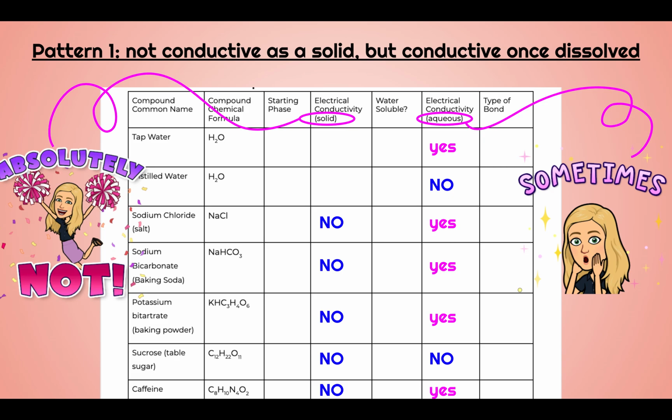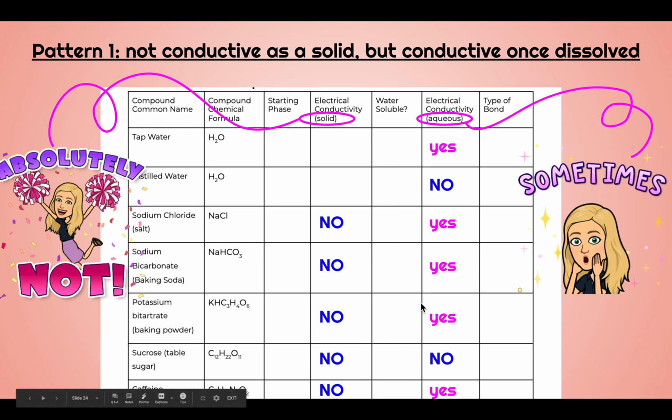solids were not conducting electricity, but sometimes once you dissolve them in water, they did conduct electricity. The only no's that we got, some aqueous, however you want to say it, this just means dissolved in water. So your starting phase, was it a solid, liquid, or gas? Did it conduct electricity as a solid? Water soluble means did it dissolve in water? All of these should be yes, essentially.